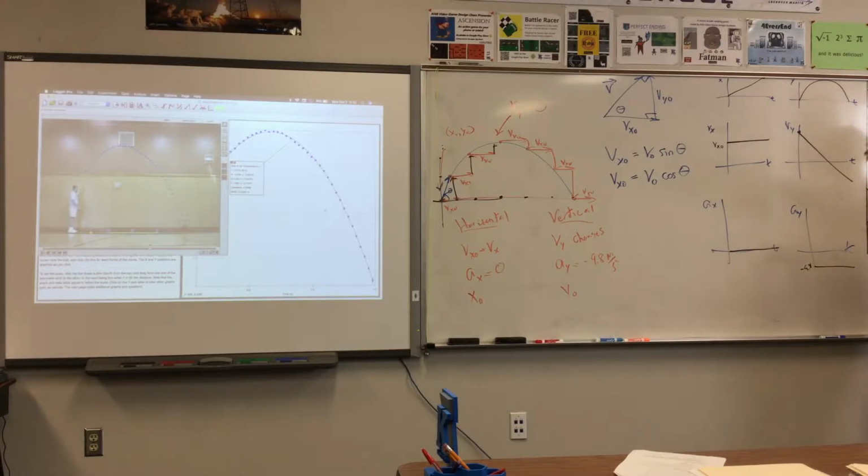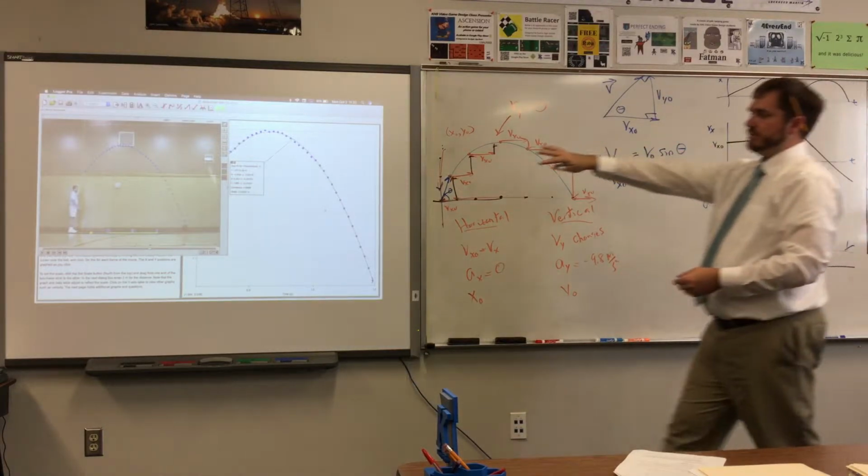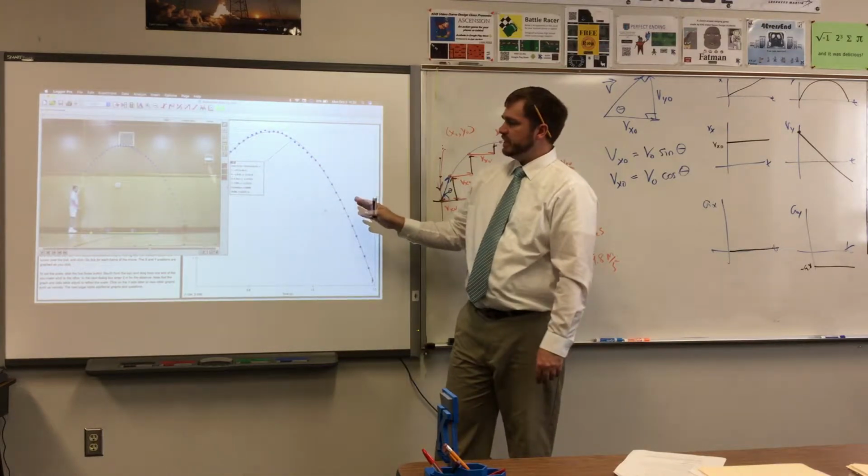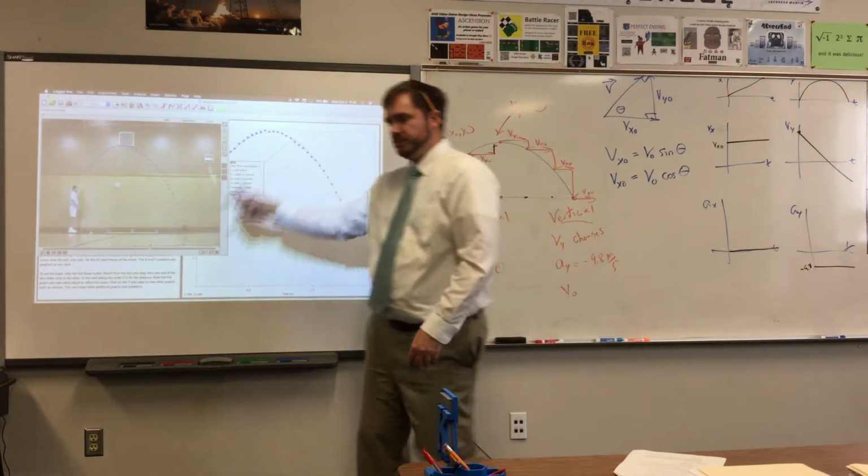And what we did on Friday is we isolated each one of those over here, and then we used the curve fitting techniques that Logger Pro offers in order to graph that.